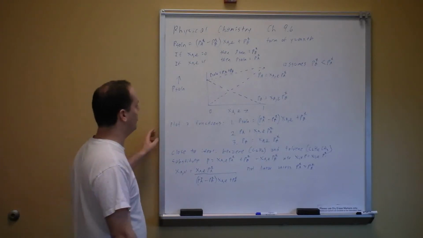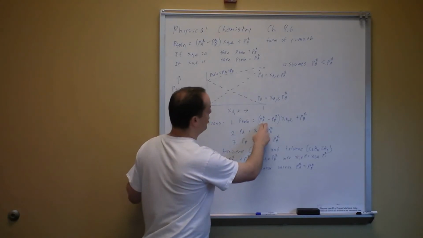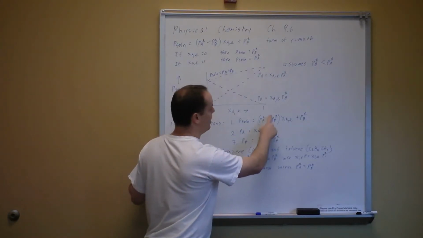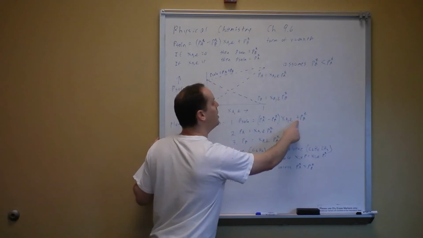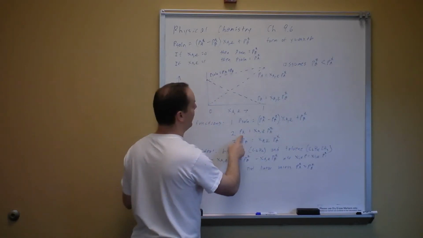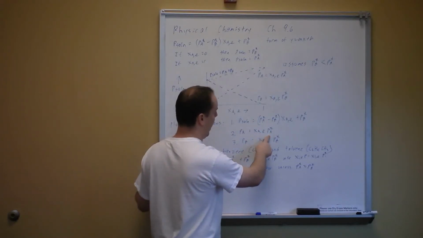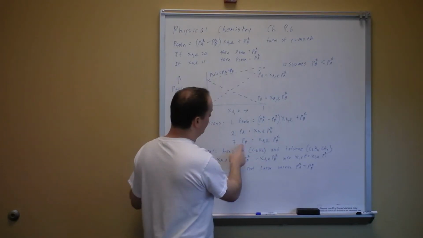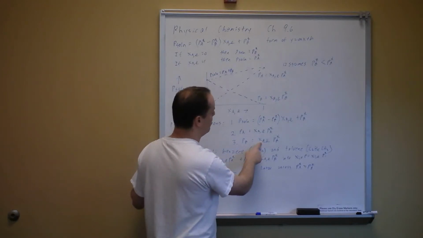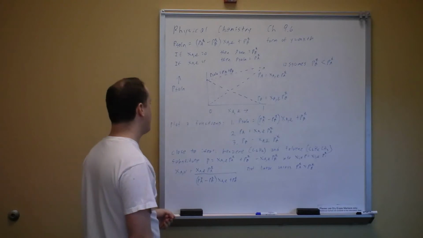So these are the three functions that we plotted. The pressure of the solution, which is equal to the partial pressure of A unmixed minus the partial pressure of B unmixed times the mole fraction of A in the liquid plus the partial pressure of B unmixed. And then we also graph the partial pressure of A, which is equal to the mole fraction of A in the liquid times the partial pressure of A unmixed. And then we also graph the partial pressure of B, which is equal to the mole fraction of B in the liquid times the partial pressure of B unmixed.